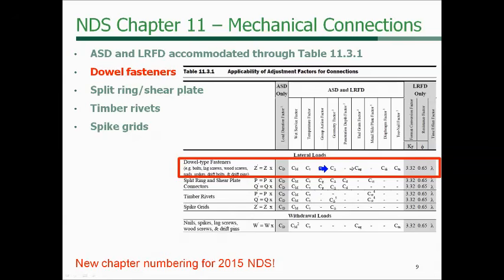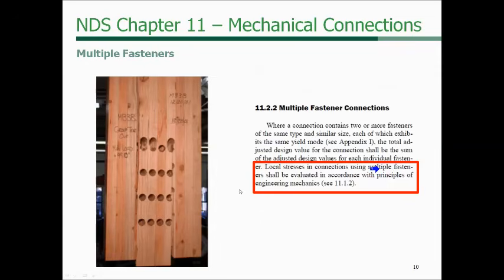For certain types of fasteners, like split rings or wood screws and lag screws, there's an end grain factor. For nails, there's a diaphragm factor and also a toenail factor. So some of these are very specific to certain types of connections and don't necessarily apply. And we'll take a look at that in a few slides later to see exactly which ones apply to bolt type connections.